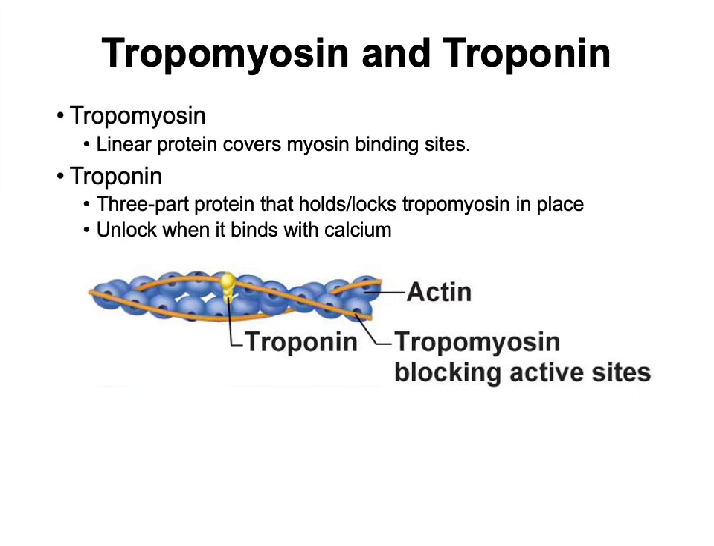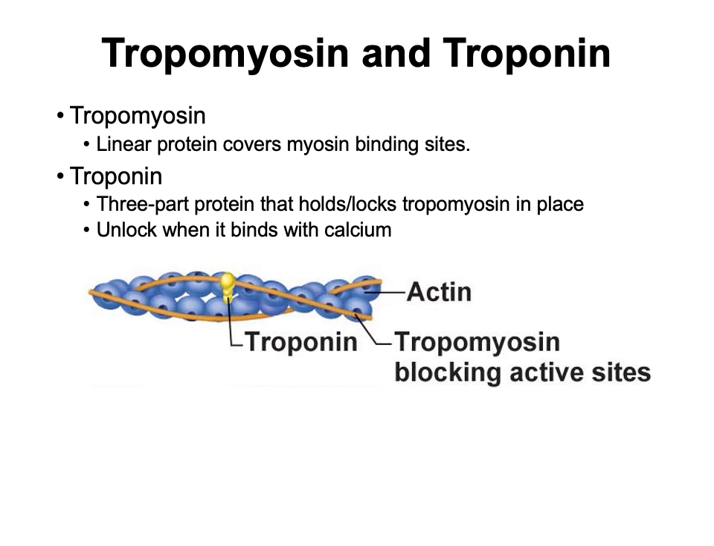Tropomyosin and troponin. Tropomyosin is a linear protein that covers the myosin binding sites. You see it in a darker mustard-colored yellow going across the double helix of the actin, as you see in the diagram. The troponin is a three-part protein that holds or locks the tropomyosin in place. It unlocks when it binds with calcium.